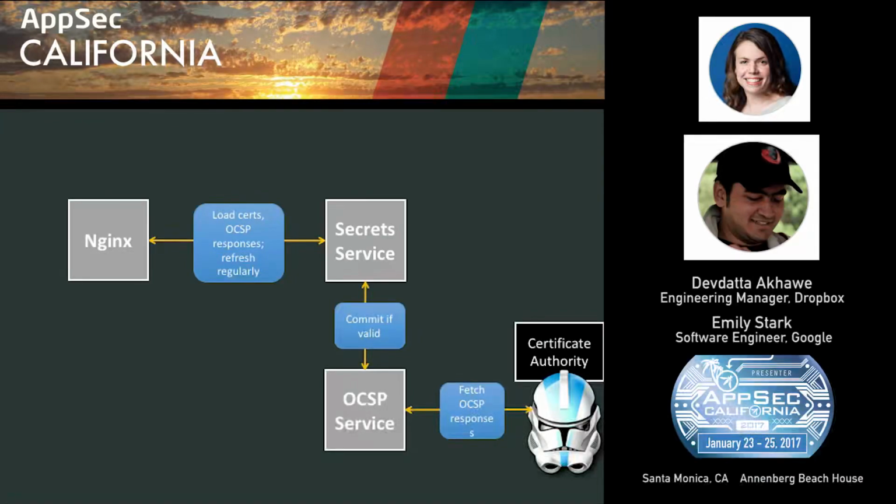Nginx talks to the secret service every time it reloads and uses the newly fetched correct OCSP response. And so you're able to tell Nginx, hey, use the OCSP response that I've put in this file. And it loads, similar to how it will load the SSL certs from a secret service, it also loads the OCSP response from a secret service.